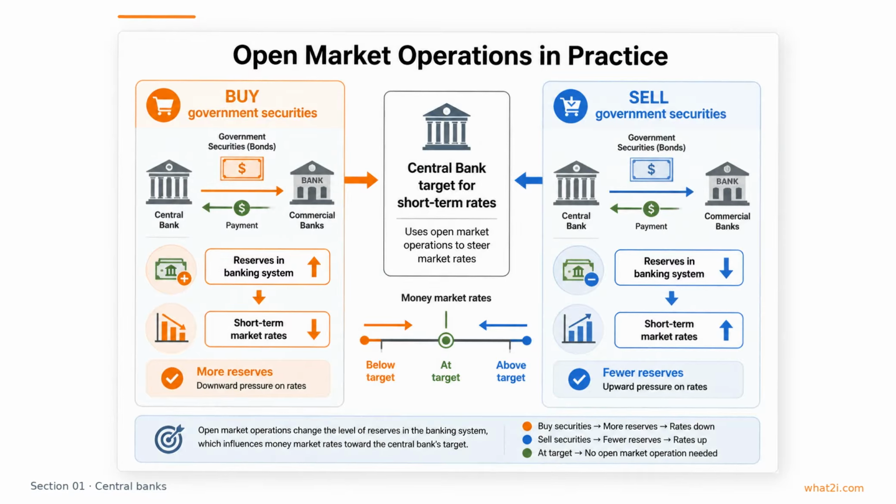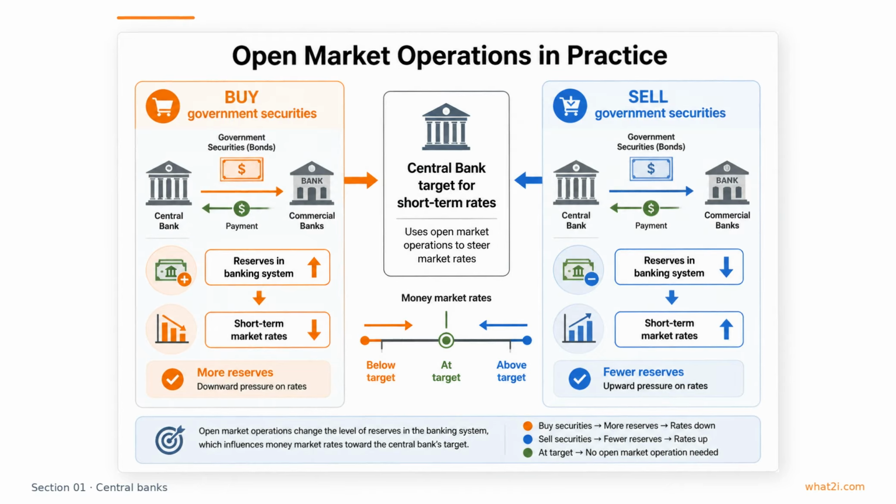If the central bank buys government securities, it adds reserves to the banking system, and that usually puts downward pressure on short-term rates. If it sells government securities, it drains reserves, which tends to push short-term rates higher. This is less about dramatic market intervention and more about fine control over banking system liquidity. You can think of it as steering conditions in the money market, so overnight borrowing stays near the desired level. That helps the policy rate become real, not just theoretical. For traders, it is a reminder that rate policy depends on implementation as well as announcements.